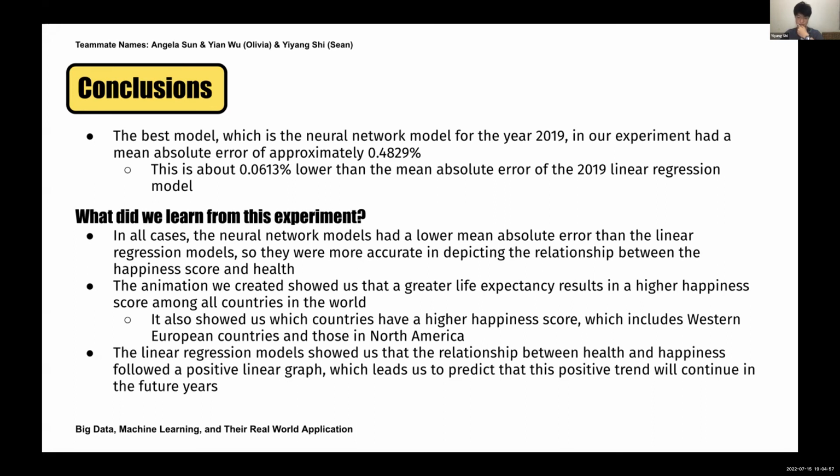Lastly, the linear regression models showed us that the relationship between health and happiness followed a positive linear graph from the years 2015 to 2019, which leads us to predict that this positive trend will continue in the future years.